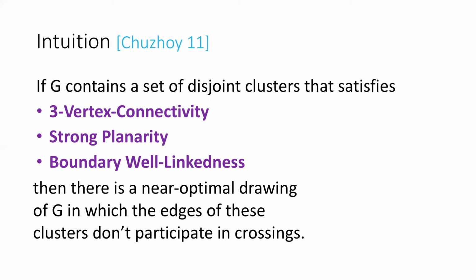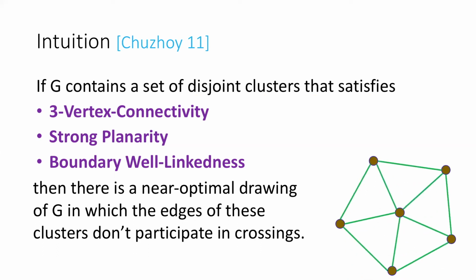So specifically, three vertex connectivity is basically requiring that a graph be three vertex connected, like a graph like this. So three vertex connected means removing any two vertices will not disconnect the remaining graph. The second property is called the strong planarity. It requires that the cluster is a planar graph. So if it is also a three connected graph, then it's a three connected planar graph, and it was proved that such a graph has a unique planar drawing.